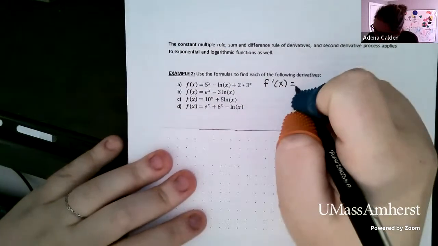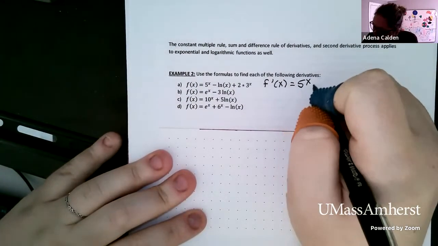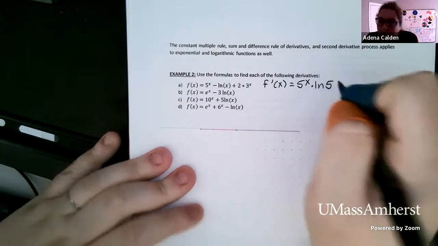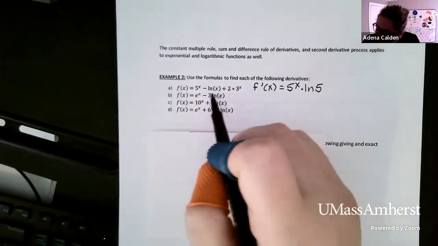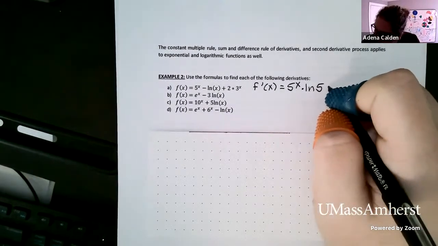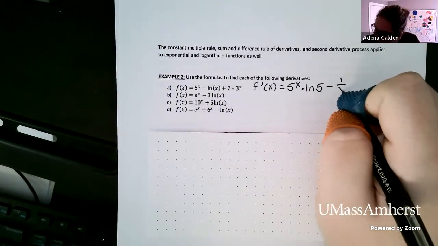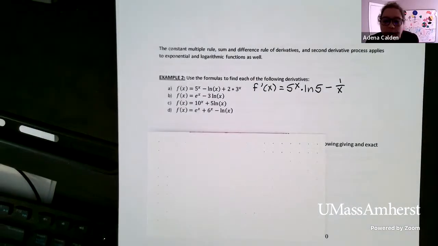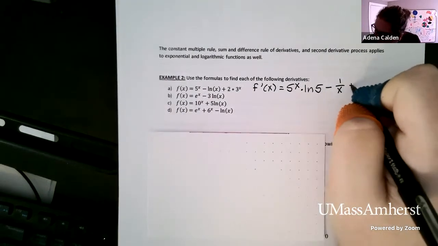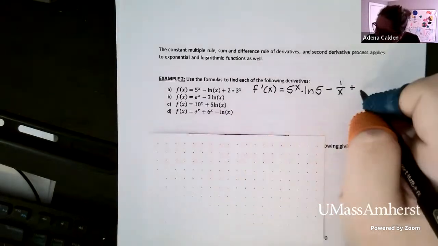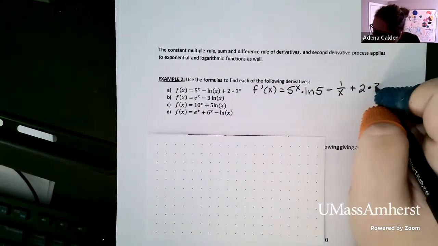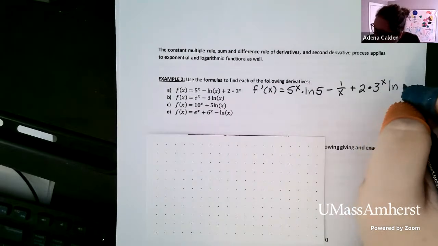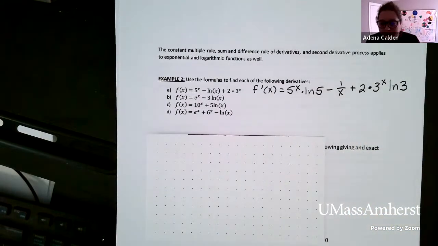The derivative of 5 to the x is 5 to the x times the natural log of 5, which is the base. Then our second term, we have minus ln x, so that's the natural log rule. We said the derivative of the natural log is 1 over x. And then finally, we have the constant multiple rule. We have 2 times the derivative of 3 to the x, which is 3 to the x natural log of 3. So our derivative shakes out like that.